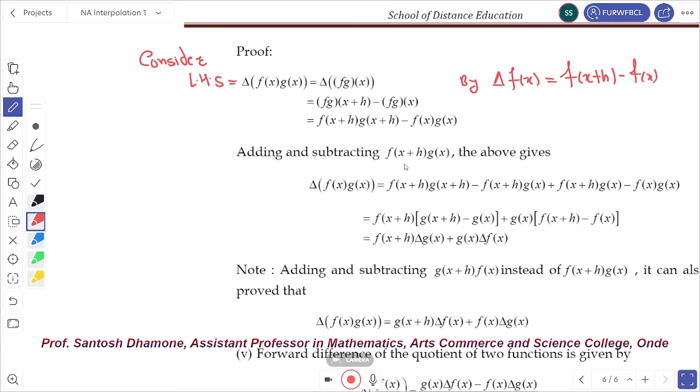Adding and subtracting f(x+h) g(x) in the above quantity, we get Δ[f(x) g(x)] = f(x+h) g(x+h) - f(x+h) g(x) + f(x+h) g(x) - f(x) g(x). Taking f(x+h) common, we get f(x+h)[g(x+h) - g(x)] plus, taking g(x) common, g(x)[f(x+h) - f(x)]. By the formula this is f(x+h) Δg(x) + g(x) Δf(x). Therefore we get our required solution.